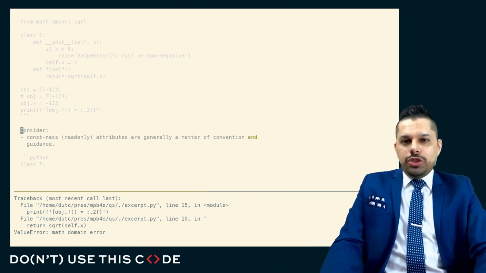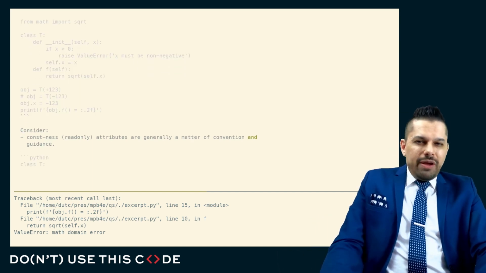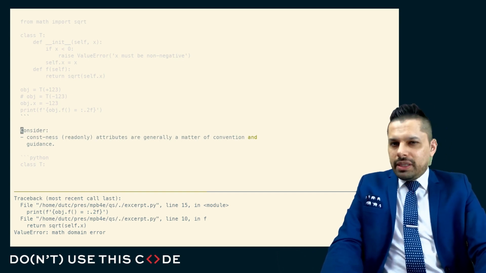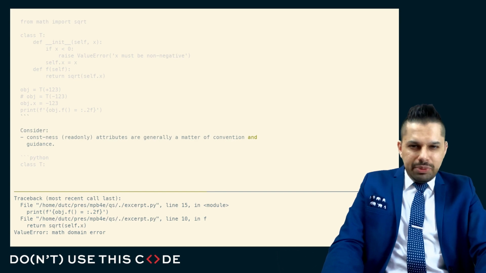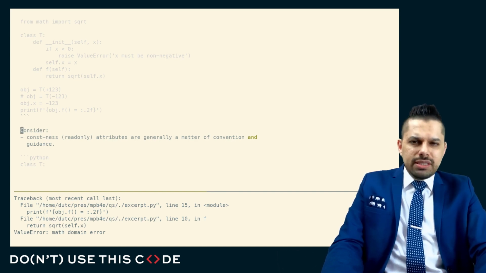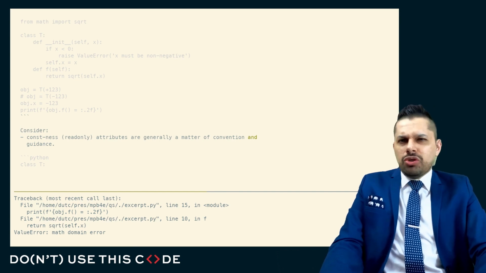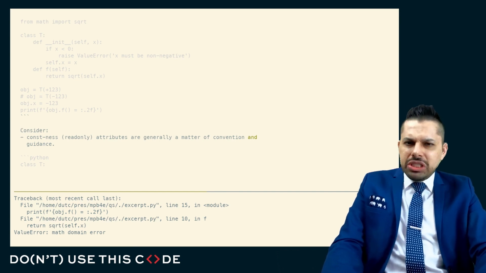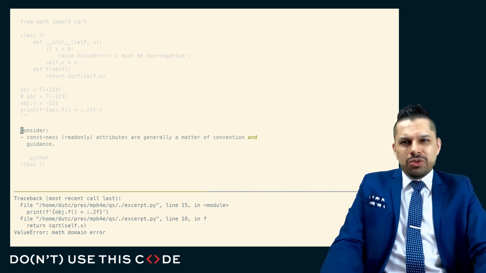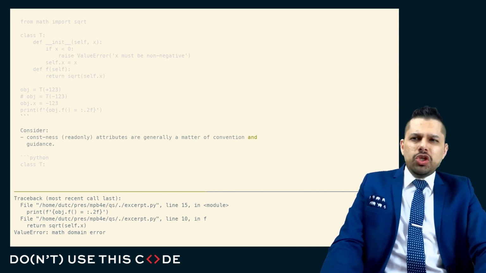One important consideration. When we talk about things like constness, this is something that we talk about a lot in other programming languages, like C++. Well, in Python, typically our notion of constness or read-only or private or public is really just a matter of convention and guidance. It's not something that we enforce at the language level. It's something that we enforce at the human level.